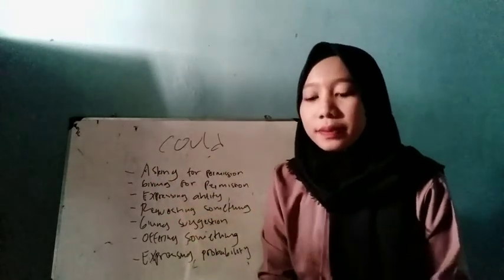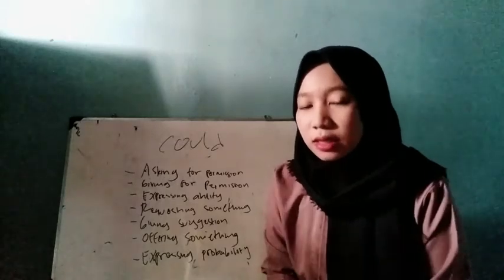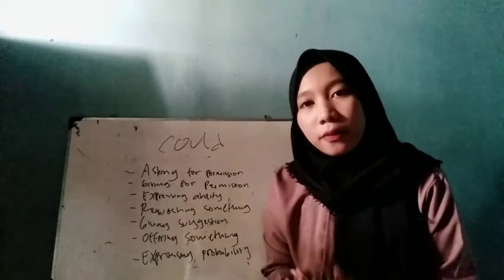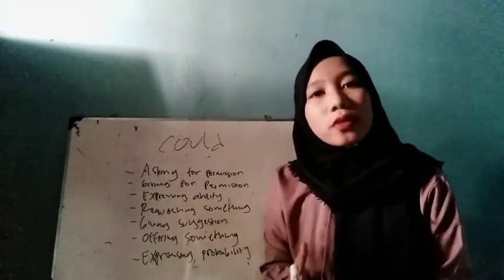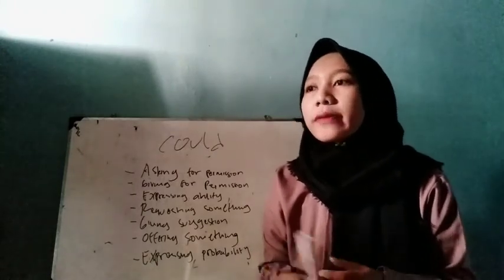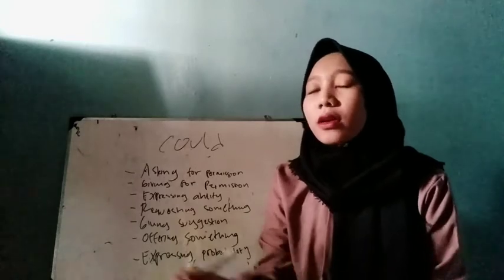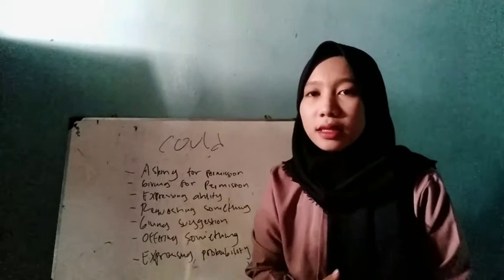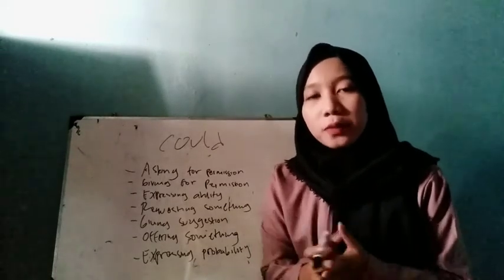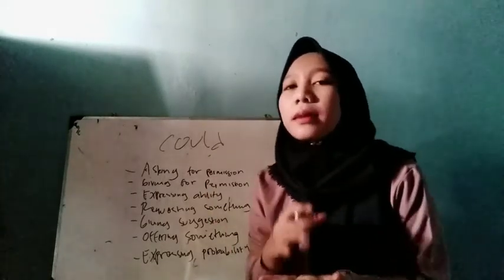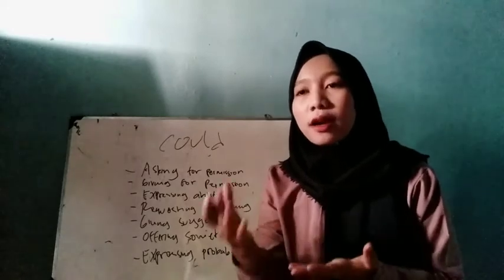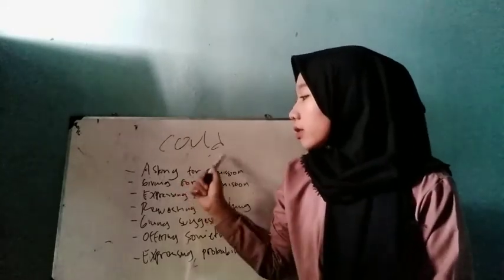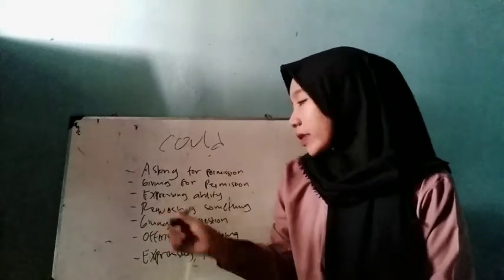Okay. And the next one is requesting something. For example, can you write it up for me? Bisakah kamu membungkus itu untukku? For example, if you are going to a market or a shopping store and you ask the shop assistant, you can say, could you wrap it up for me? Could you wrap my stuff for me? That's the way how you can use could for requesting some things.